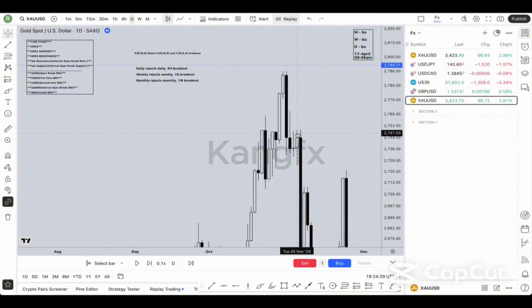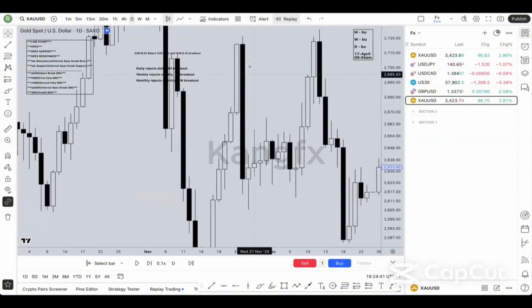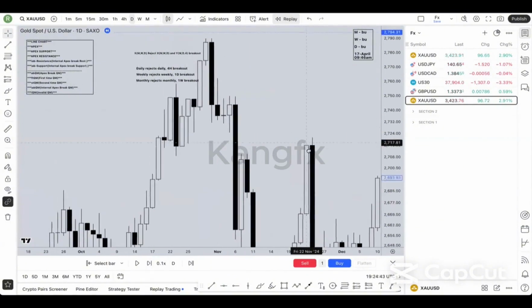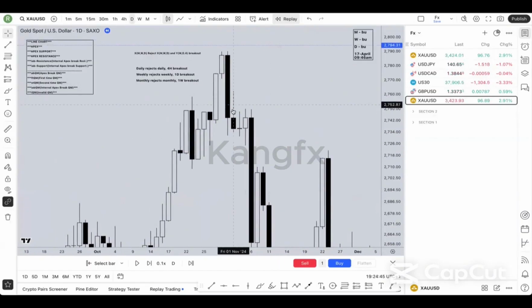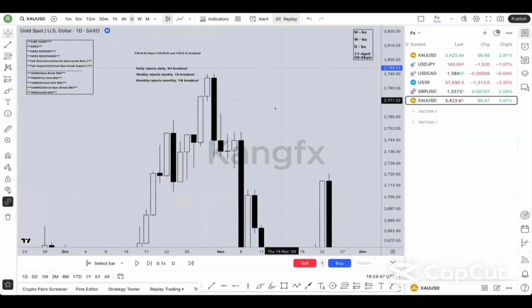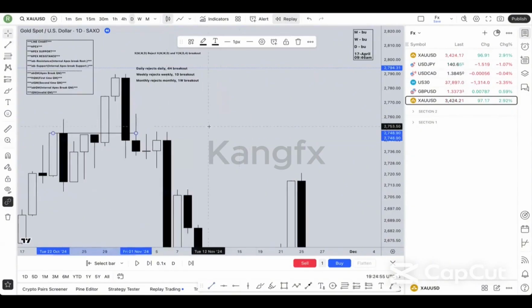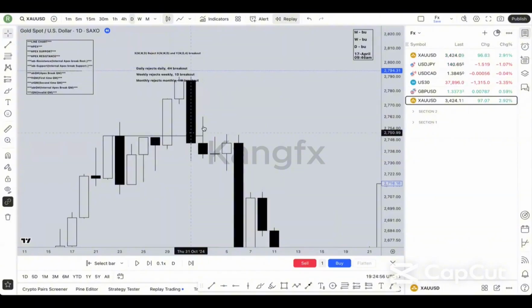Okay, let's use this one. If you want to look at it, we had a resistance here. This resistance, extend it to this place. The market did a rejection here.